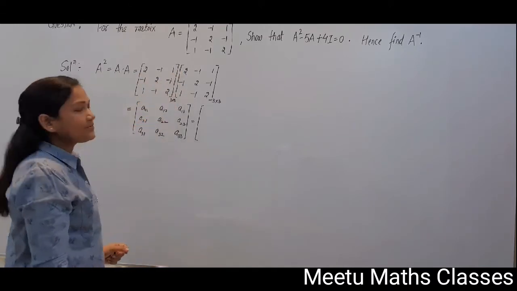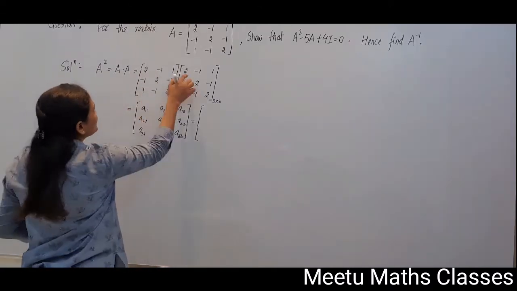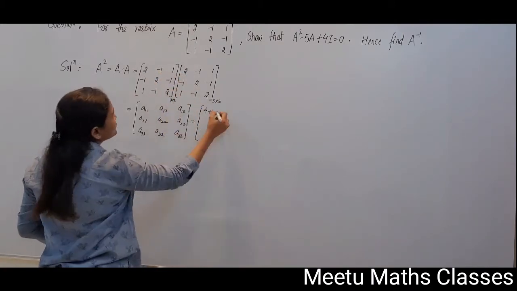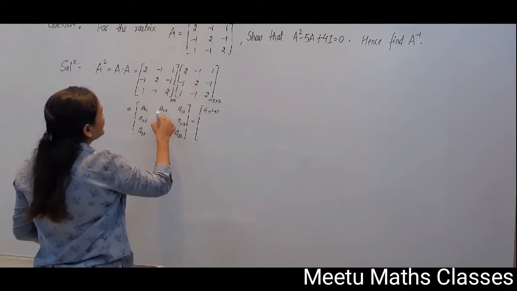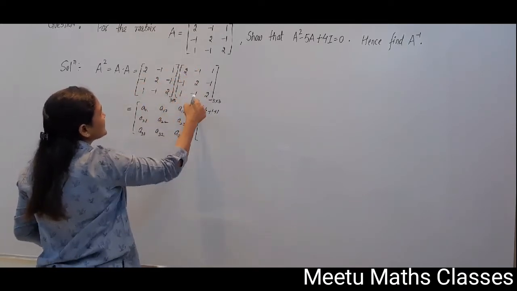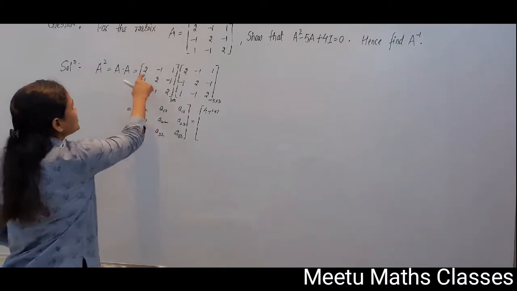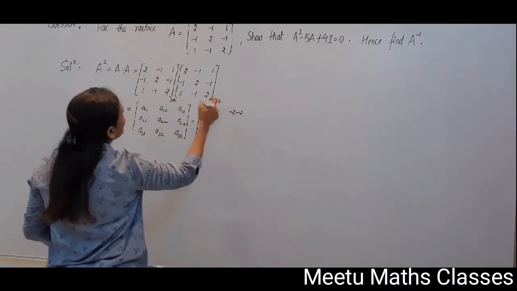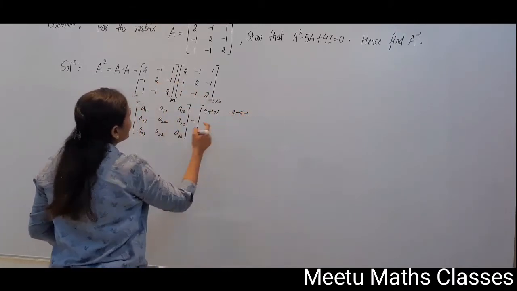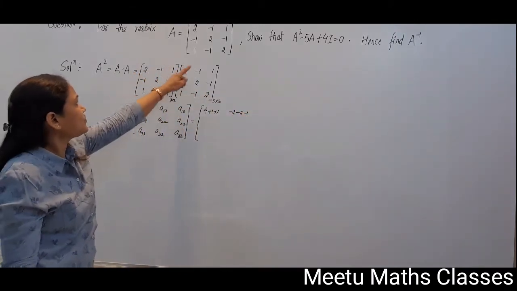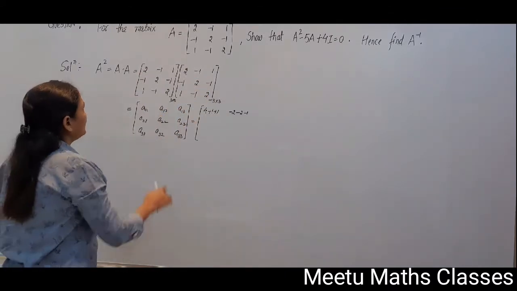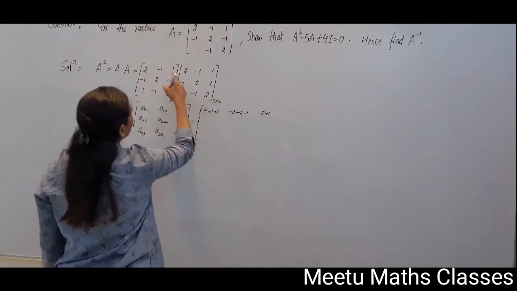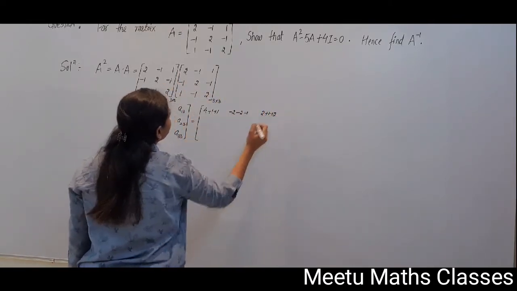First row and first column, when you multiply, then you will get 2 into 2 is 4, minus 1 into minus 1, then 1 into 1, that is 6, A11. A12, first row and second column are going to be multiplied. So, 2 into minus 1, minus 1 into 2, 1 into minus 1. Now, A13, first row is going to be multiplied with third column. So, 2 into 1, minus 1 into minus 1, 1 into 2.